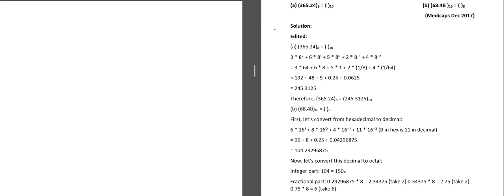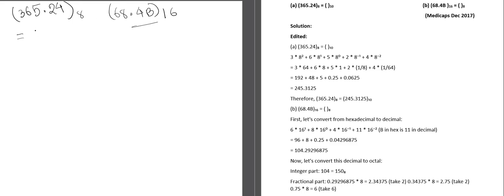In this question, we are asked to find the decimal equivalent of this octal number. The numbers given to us are 365.24 with a radix of 8, which means it is an octal number, and 68.4B with a radix of 16. This is a hexadecimal number. So we are asked to convert the decimal equivalent of this octal number and the octal equivalent of this hexadecimal number. Okay, so let us start with the solution.